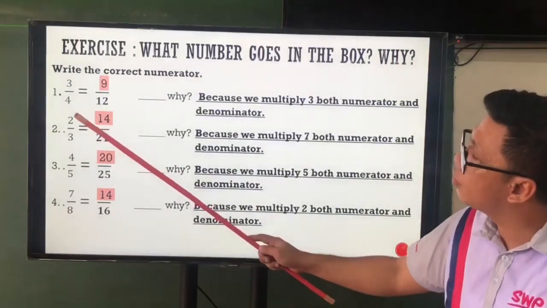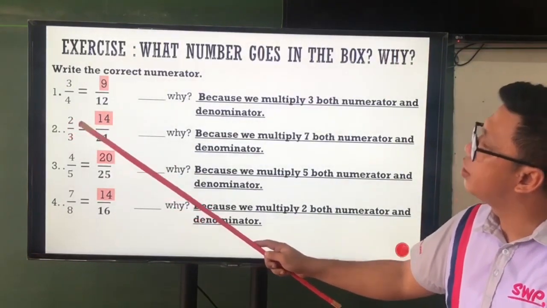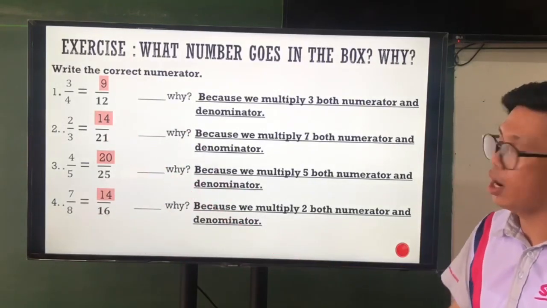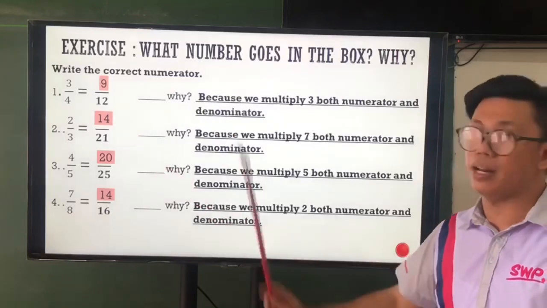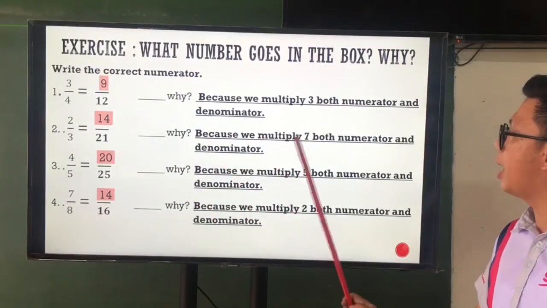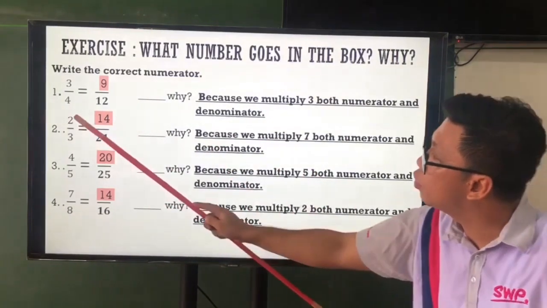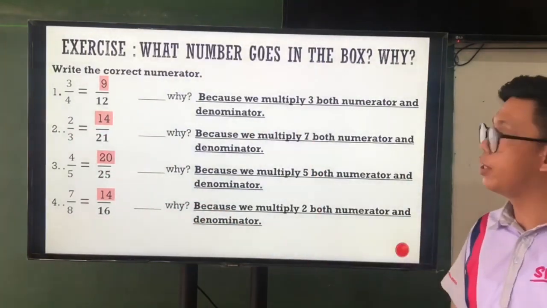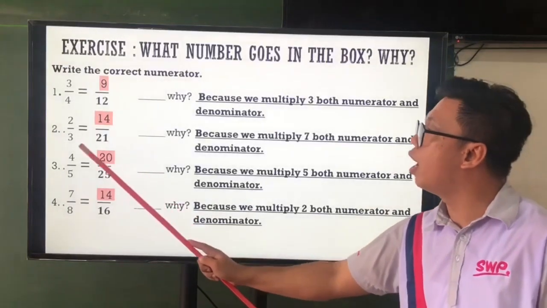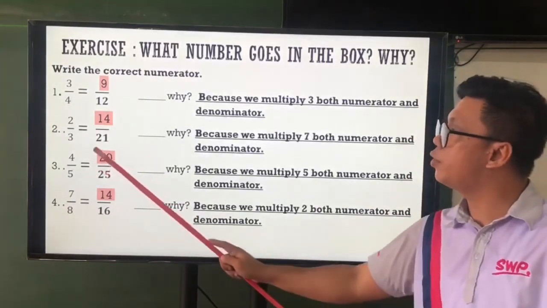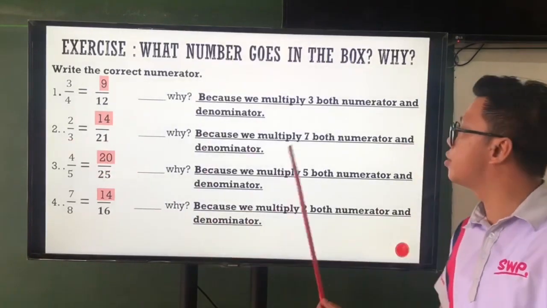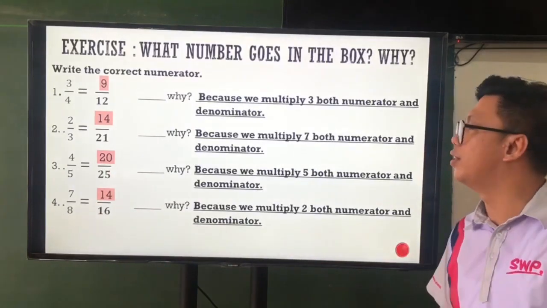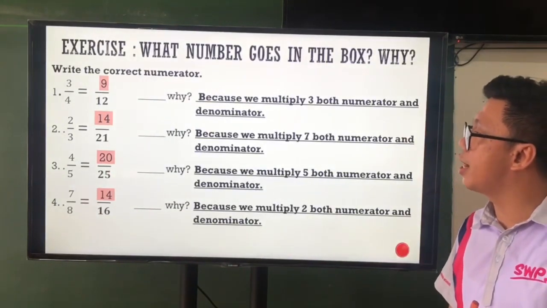Okay, let's go to exercise number 2. We have here 2 over 3 equals, the answer is 14 over 21. Why is the answer 14? Because we multiply by 7 both the numerator and the denominator. Why do we use 7? Because we divide 21 by 3, and the answer is 7. So we use 7. Understand? Very good.